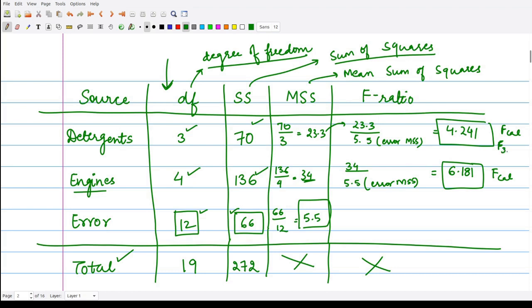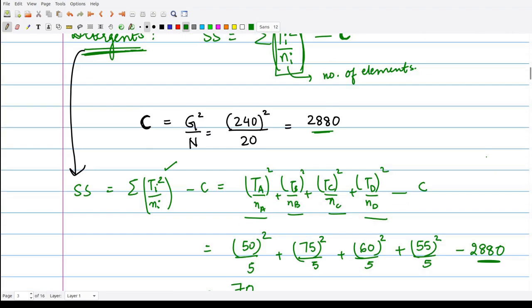So we'll write 3 here, and 12 degrees of freedom for error. In this case, we will calculate this and compare this calculated value with that of F with 4 degrees of freedom for engines, because this value is for engines, right? So 4 here for engines, and then 12 for error. So we'll compare this value with this one from the table, right? So let's have a look.